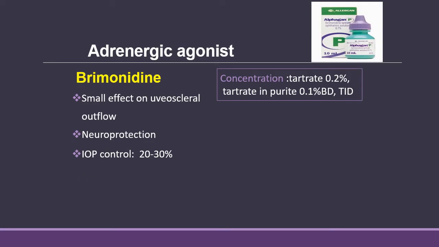Another most important adrenergic agonist is brimonidine. It has a small effect on uveoscleral outflow but acts on aqueous humor production. It also has the advantage of neuroprotection and reduces IOP by 20 to 30%. The concentration is 0.2% used in tartrate form. Its dosage is BID or TID, that is twice or thrice daily.